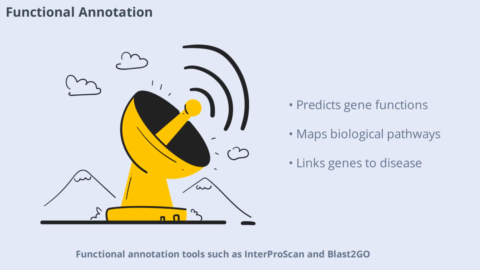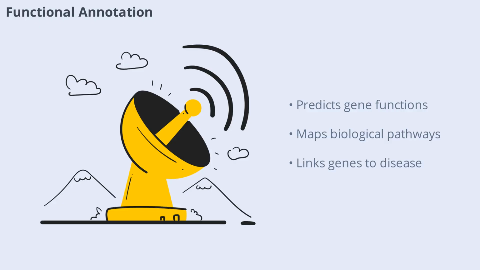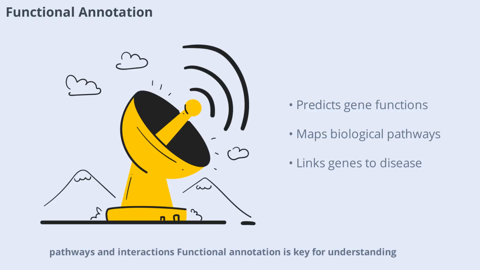Functional annotation tools such as InterProScan and Blast2GO help assign biological meaning to genes and proteins. By comparing sequences to known databases, these tools predict functions, pathways, and interactions. Functional annotation is key for understanding how genes contribute to health and disease.